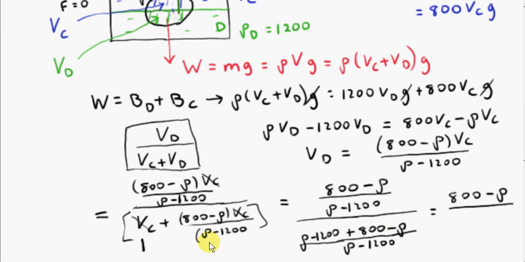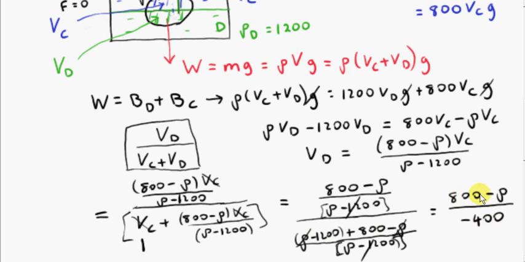Okay, so I got a common denominator of rho minus 1200 here. 1 is the same as rho minus 1200 divided by itself. So rho minus 1200 divided by rho minus 1200 gives us this 1. Alright, notice that the fraction above and the fraction below have the same denominator, namely rho minus 1200. So we can multiply above and below by rho minus 1200 to cancel it out. So we're left with 800 minus rho on top, and underneath we see that the rhos actually cancel, and we have minus 1200 plus 800, which is minus 400.